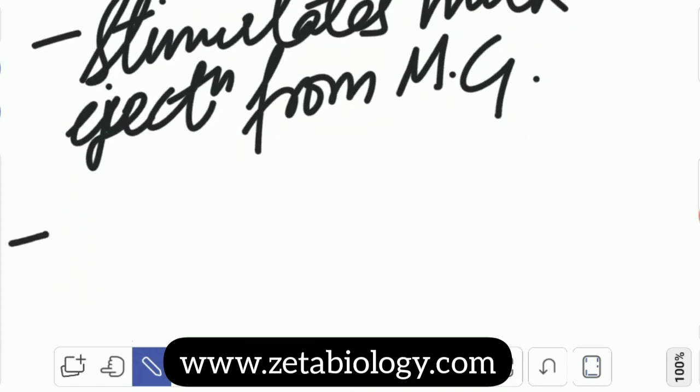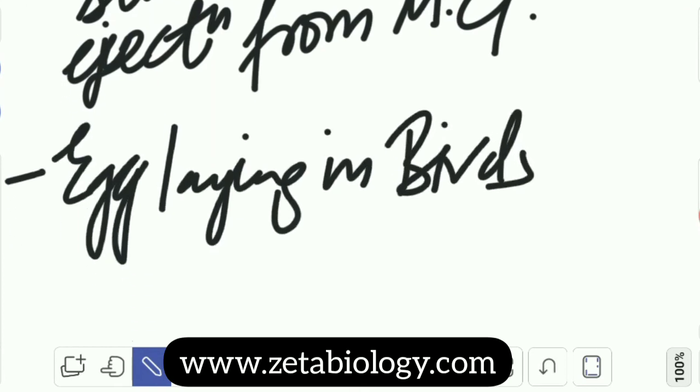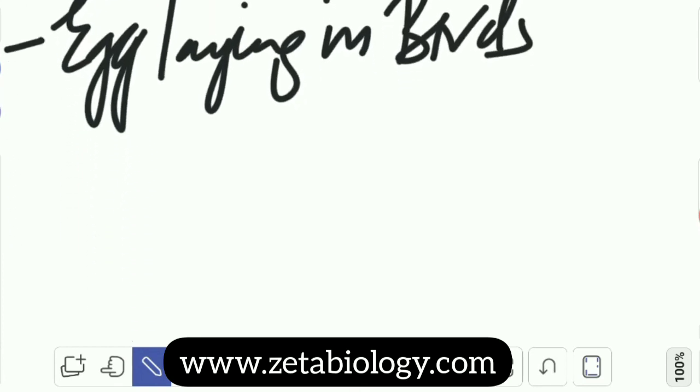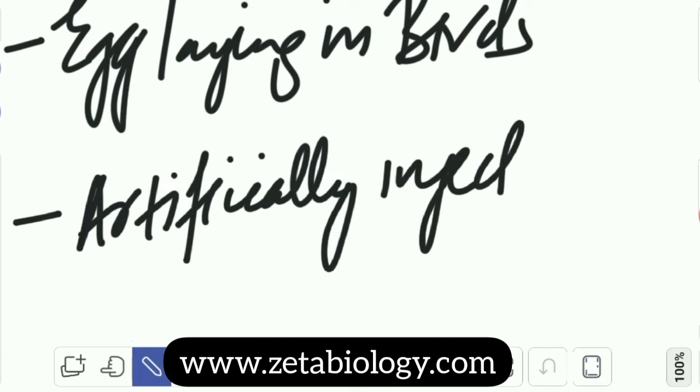Another function is that it helps in egg laying in birds. And it is also used in cattle for instant milk ejection. So it is artificially injected into cattle like cows and buffaloes for instant milk ejection.